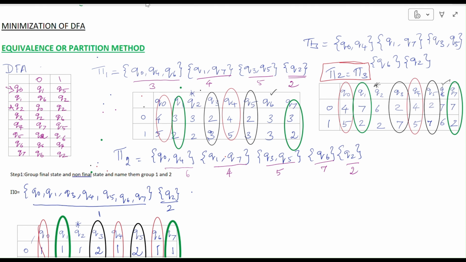Now draw the minimized states. Using the minimized states, draw the diagram. So Q0, Q4 is one state, Q1, Q7 is one state, Q3, Q5 is one state, Q6 is one state, and Q2 is one state. Q2 is the final state, because from the beginning it is the final state.